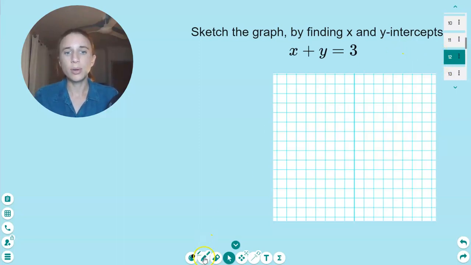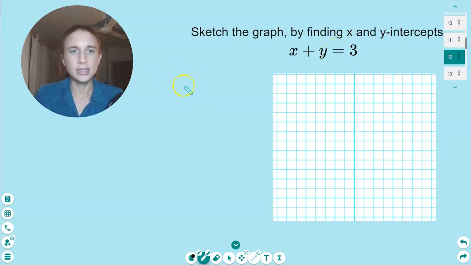All right, so you might want to pause the video on this one and attempt it yourself, but let's try it out. Sketch the graph by finding x and y intercepts. X plus y equals 3. So thinking about this, we need to know a couple of things.